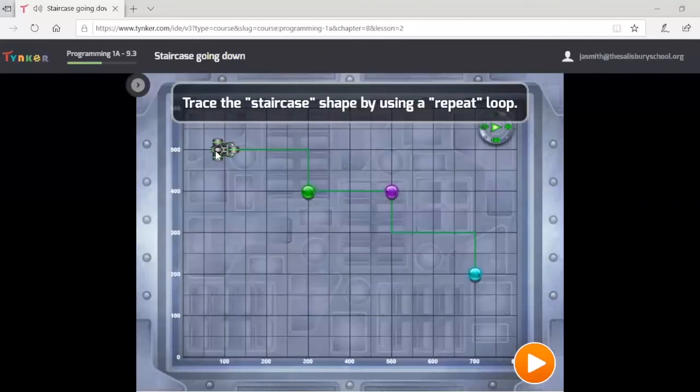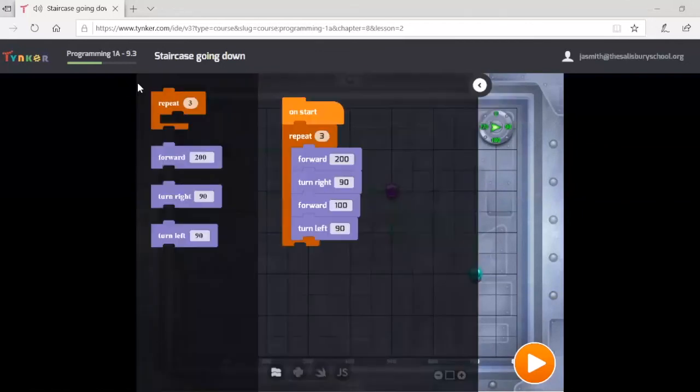Now, let's see what our pattern was. Go forward, turn right, go forward, turn left. Now let's see if it applies to the rest of the puzzle. Go forward, turn right, go forward, turn left, go forward, turn right, and go forward again. So there's definitely a pattern there. And they're telling us that they're going to repeat all of this 3 times. So let's see if it works. Here we go.